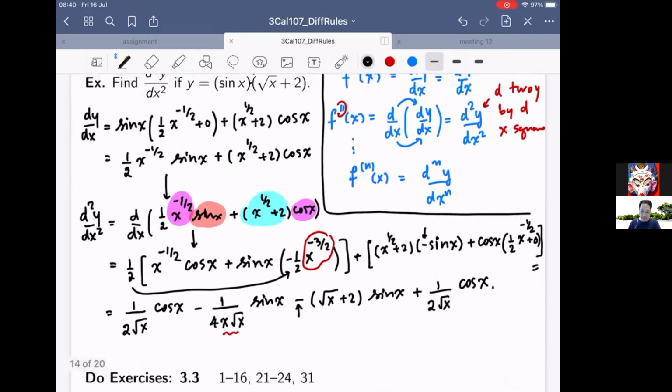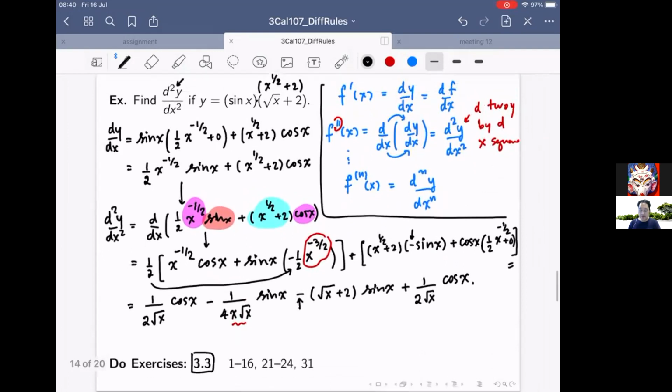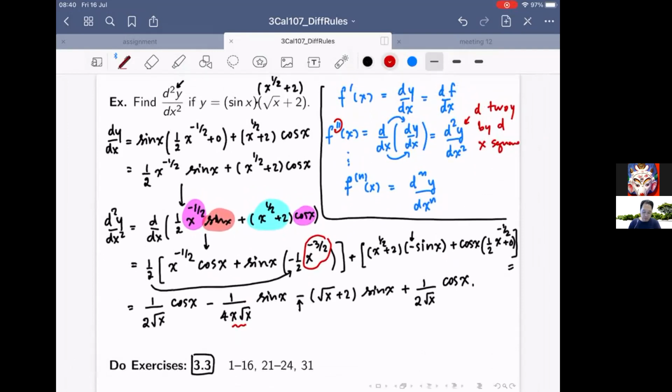Okay, so we would like you to do the exercises in section 3.3, 1 to 16, 21 to 24, and 31. Okay, so we are going to stop this video clip right here, and maybe if you want, for this example, you may need to find one more derivative with respect to x, d3y by dx cubed, to see how it goes, because you are going to use the product rule for several terms.